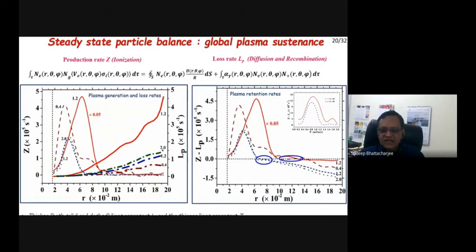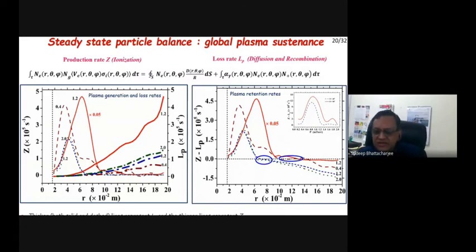And one can see that as you go away from the magnet, the plasma retention rate is very high until about 8 or 9 centimeter. And after that, Z minus LP becomes negative. That means as you go away from the magnet, the loss rate dominates. These numbers here, 1.2, 0.4, 1.22, are actually the pressure in millitorr. And the solid red lines are for theta equal to 90 degree, and the dashed lines are for theta equal to 45 degree.